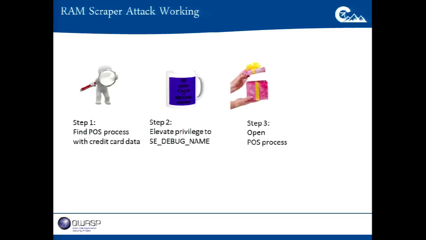Then step three, after the malware elevates its own privileges, is pretty simple. You just open the POS process. This is as simple as opening a box of gifts, because you already have found the process and you already have enough credentials and enough access. You just open the process. It's a pretty simple call, just one call, OpenProcess, to open that process.